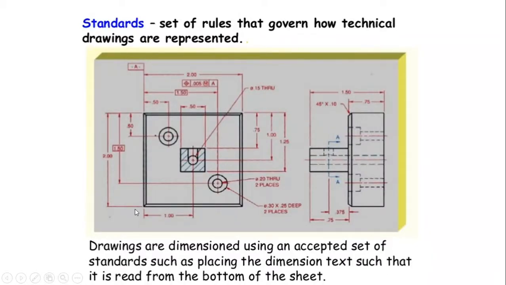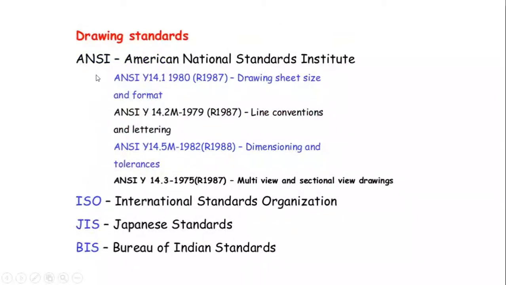Drawings are dimensioned based on an accepted set of standards, such as placing the dimension text so that it is read from the bottom of the sheet. Some of the drawing standards followed worldwide: first of all, ANSI, American National Standards Institute. ANSI Y14.1, 1980, revised 1987, covers the drawing sheet size and format. This standard represents the drawing sheet sizes and formats.